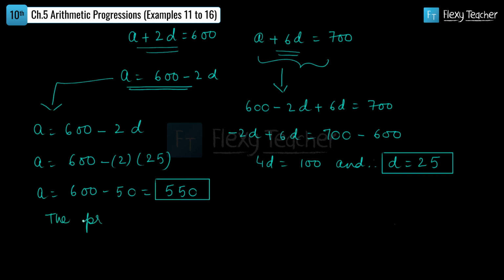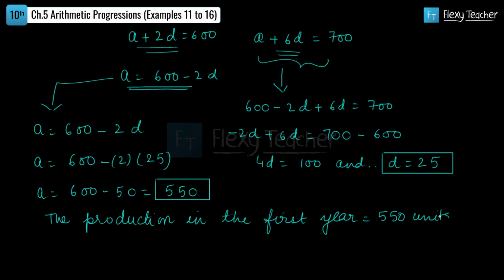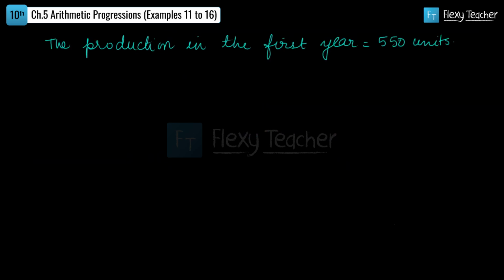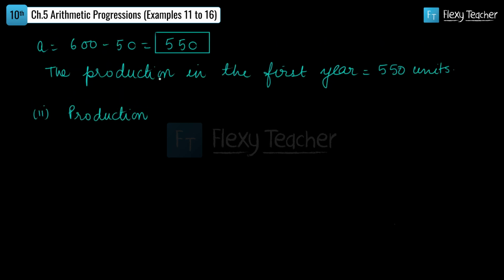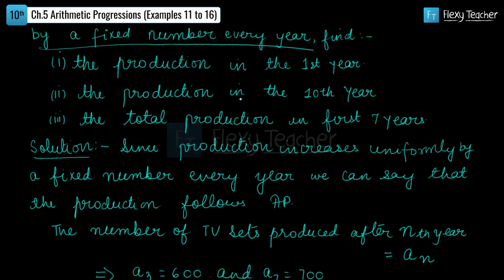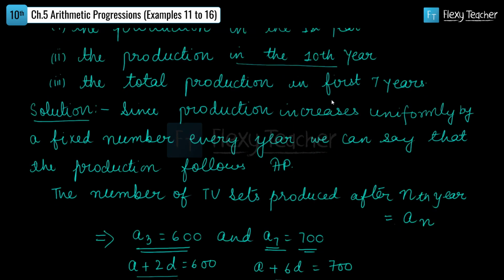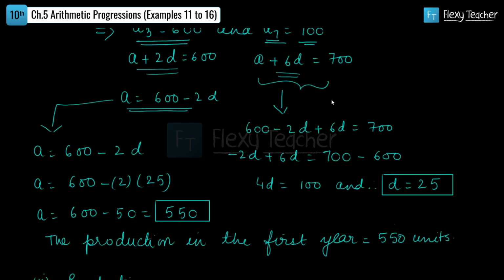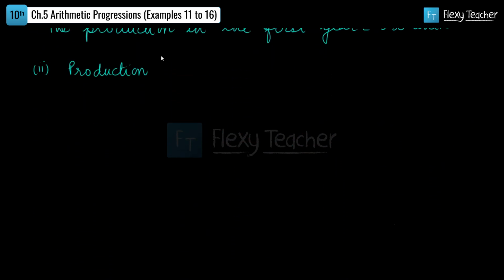The production in the first year is equal to 550 units. Okay, we have found that out here. In the second part we have to find the production in the 10th year. We have to find this. Okay, its simple formula is a plus 9d. So production in the 10th year is equal to a plus 9d.